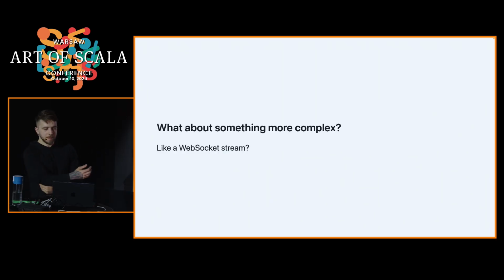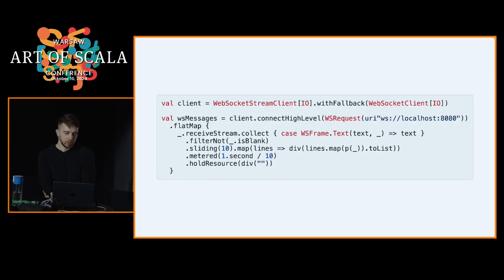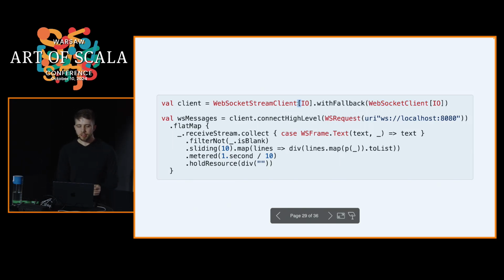All right. What about something more complex? Maybe we want to put into our review on our components something like a WebSocket stream. Let's take a look. Here I'm using something called WebSocket Stream Client. This is an in-progress implementation of an experimental browser API, which is only ready in Chrome at the moment, which is why we have a fallback for WebSocket Client. What's the difference? The difference is this one has back pressure.